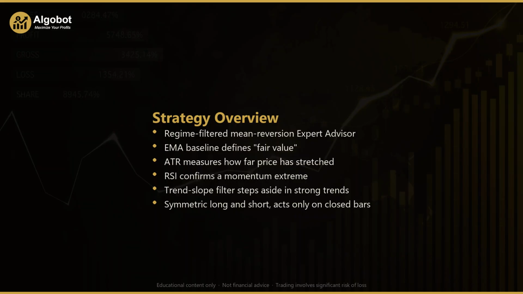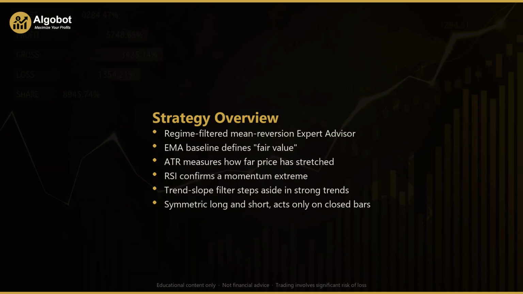The baseline itself is an exponential moving average, set to a default period of 50. Think of it as the strategy's idea of fair value. To measure how far is far, the strategy uses the average true range, a common gauge of recent volatility. By dividing the distance from the baseline by the average true range, the strategy expresses stretch in volatility units rather than raw pips, so it adapts automatically whether the market is calm or busy.